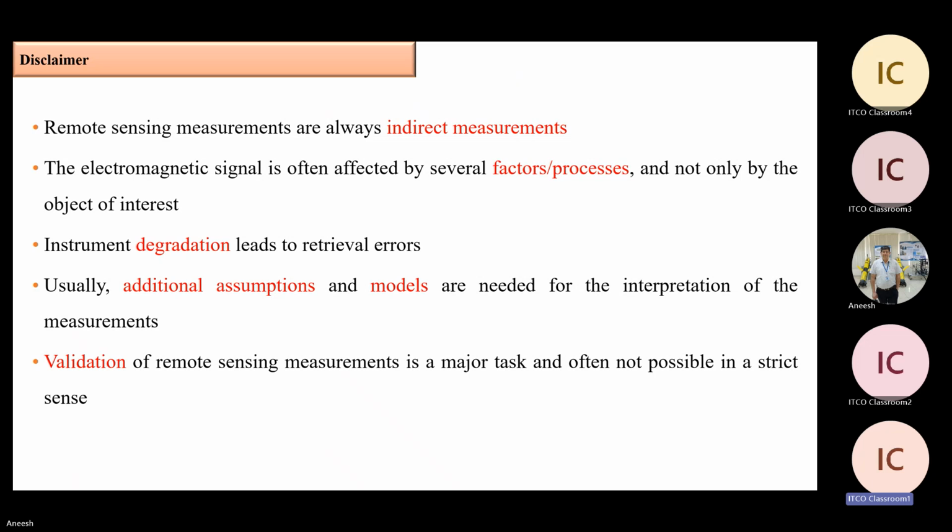Before I start, a small disclaimer. Maybe you know the advantages of remote sensing. You can get data from inaccessible areas, you have global coverage, and you can also study teleconnections using remote sensing data. But just keep in mind that remote sensing is an indirect measurement. It will not give you directly the geophysical products. So we need to understand the different signals, processes or factors which have an impact on the signals. We also have to consider the degradation of the instrument from time to time and the assumptions made in various models and algorithms to derive the geophysical products.